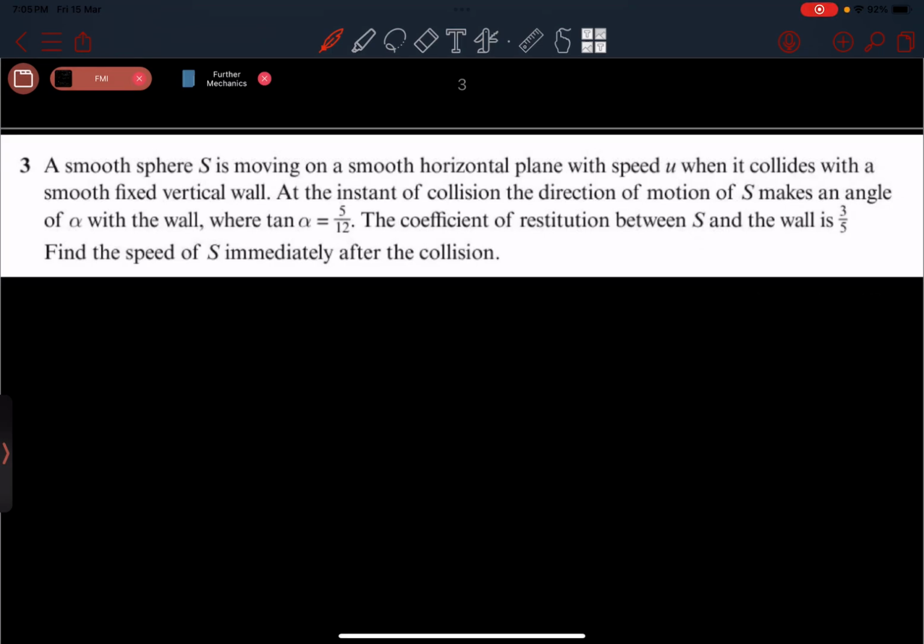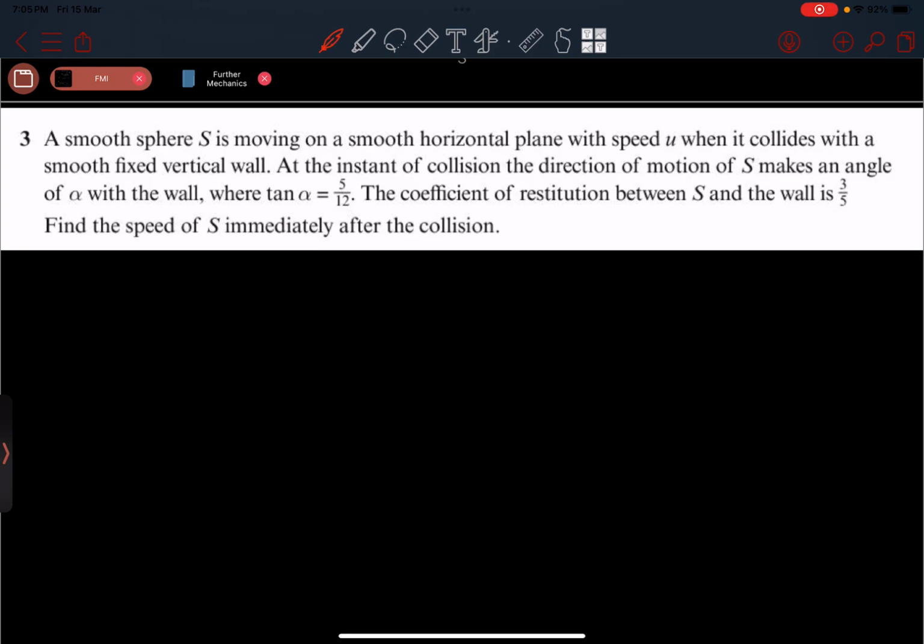Question number 3, we've got a smooth sphere moving on a horizontal plane with a speed u when it collides with a fixed vertical wall. So we know how this would look. We've got the ball that is going to collide with a wall, and the initial velocity is u. At the instant of collision, the direction of motion of S makes an angle alpha with the wall.